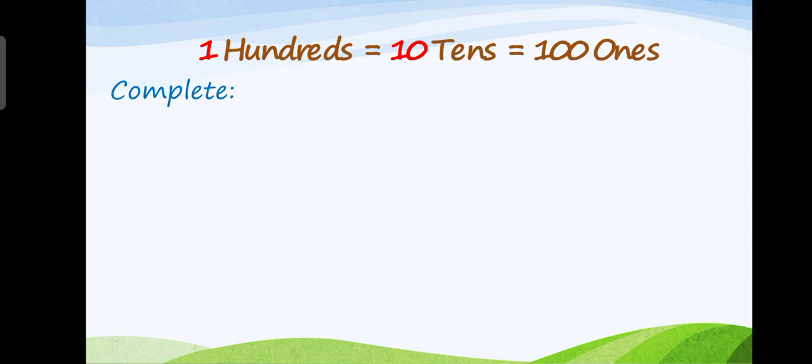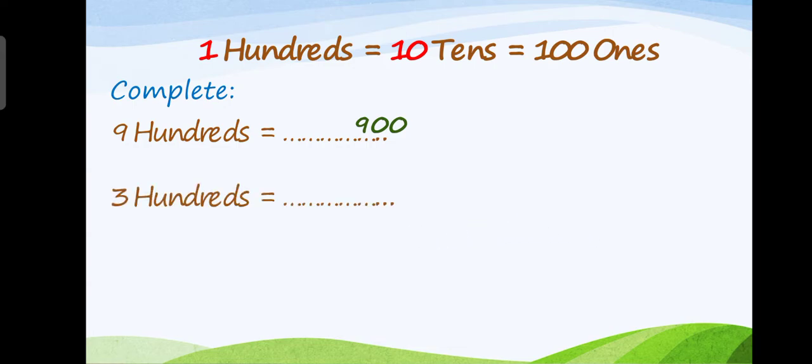Let's complete the following. We have 9 hundreds. We said before, how to write it? Hundreds have 2 zeros, so I will put 9 and 2 zeros. It will be 900. 3 hundreds: hundreds have 2 zeros, so I will put 3 and 2 zeros. 300.